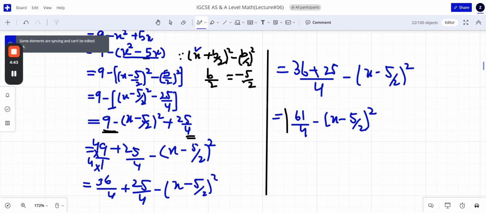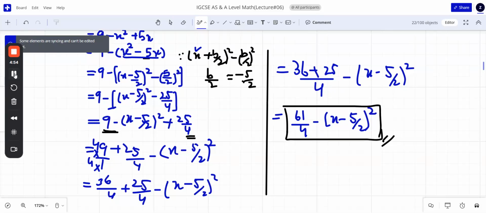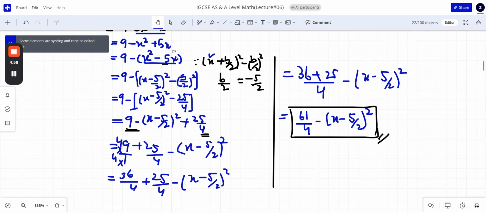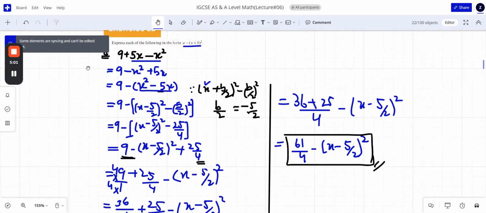So we got the value of a as 61 over 4, and the value of b we got is minus 5 by 2. So here this is our same required form, a minus (x plus b) whole square. a we got 61 by 4, and b we got minus 5 by 2.